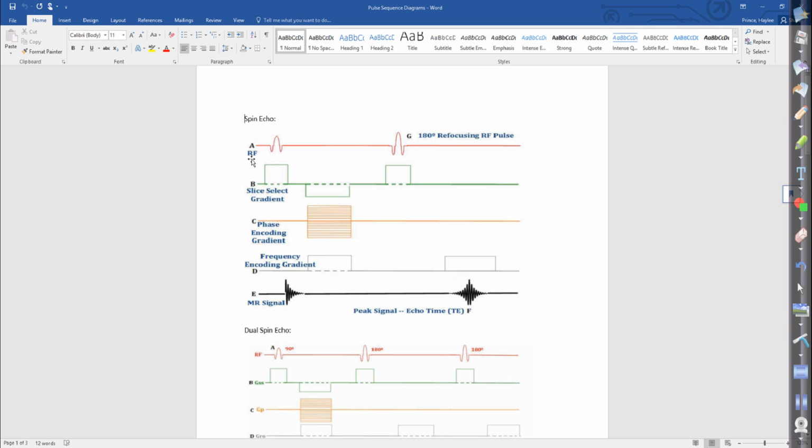So the first line is going to be always your RF pulse. Second line, slice select gradient. Third line, phase encoding. Fourth line, frequency encoding. And your last line is going to be your MR signal. So right here you have your first RF pulse, which is a 90-degree excitation pulse.